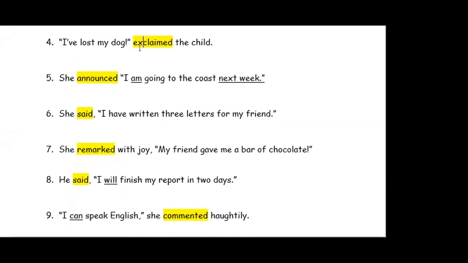Right. Lost my dog, exclaimed the child. This one here, right, same thing, same process. But can you guys see how the quotation marks come before the verb here? All right, that's also another way of putting direct speech. So first of all, the word exclaimed is the introductory verb and it's in the past tense. So write me a sentence for indirect speech. Start with the child, blah, blah, blah.